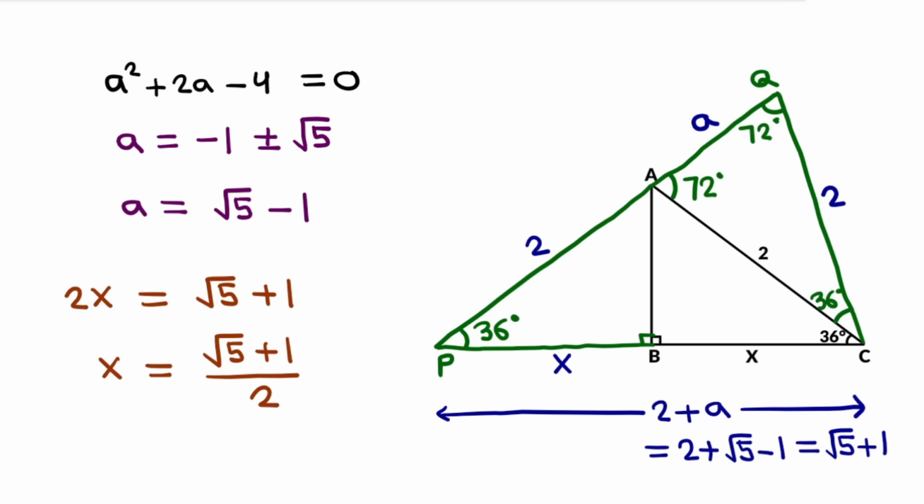And yes, that is exactly the golden ratio. Pretty amazing, honestly. A simple 36-degree triangle quietly hiding one of the most famous numbers in mathematics.